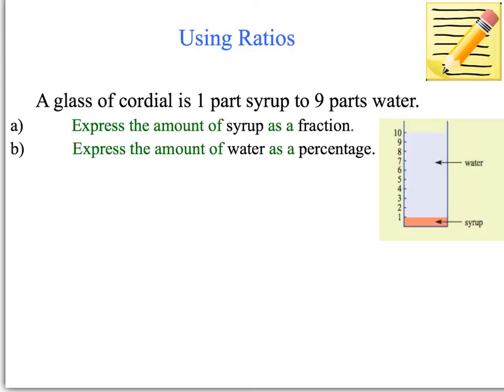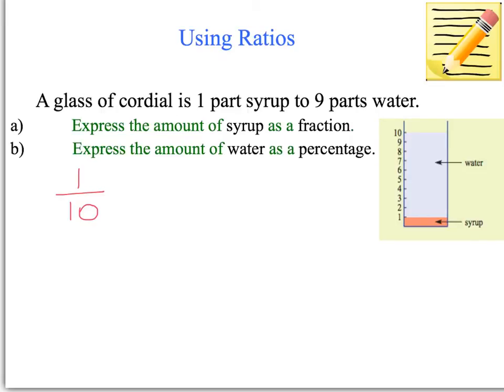Now don't get tricked here, because when it asks you to write it as a fraction, it's not 1/9. The syrup is not 1/9 of the water, is it? It is 1/10, because there are 10 parts altogether. So you've got 1 part and 9 parts, so altogether there are 10 parts, and the syrup is 1/10 of that. So as a fraction, the syrup would be 1/10. And we can't simplify that any further, so that is what we would write.